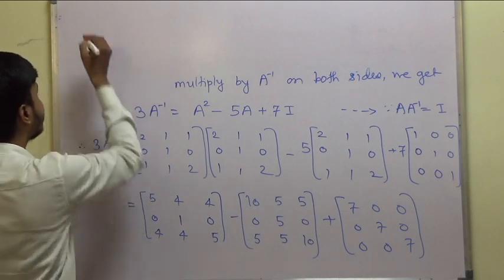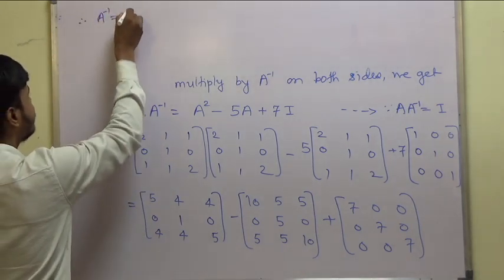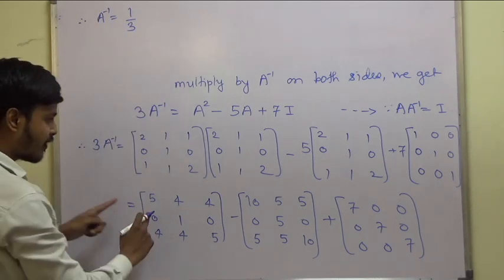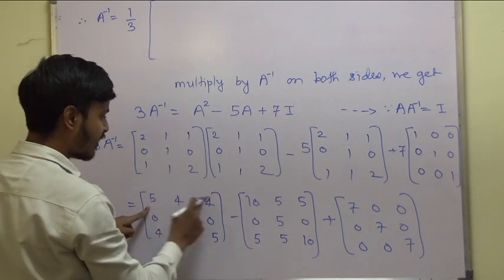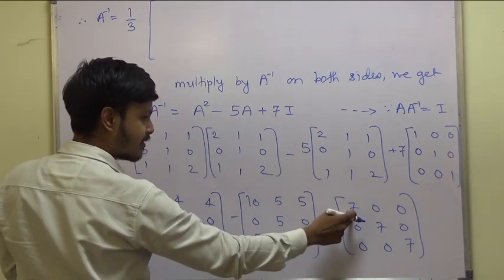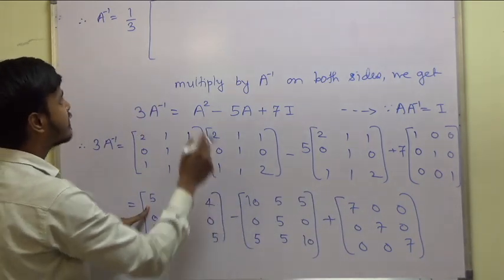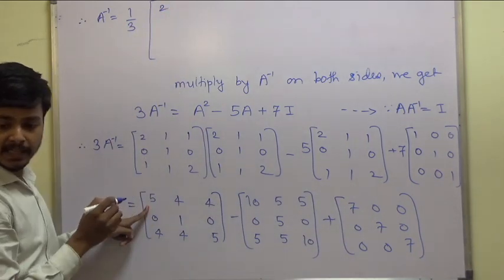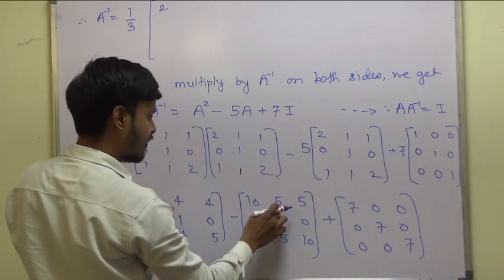So this is 3A inverse. Therefore, A inverse is equal to 1 by 3. Now solve this to get the matrix. What is it? 5 minus 10, 7. 5 plus 7 is 12. 12 minus 10 is 2. Okay? Is it 2? Then 4, 5, 9.